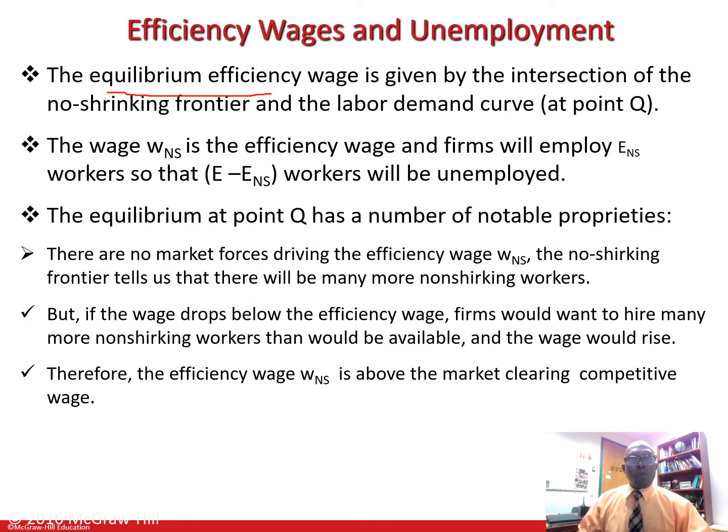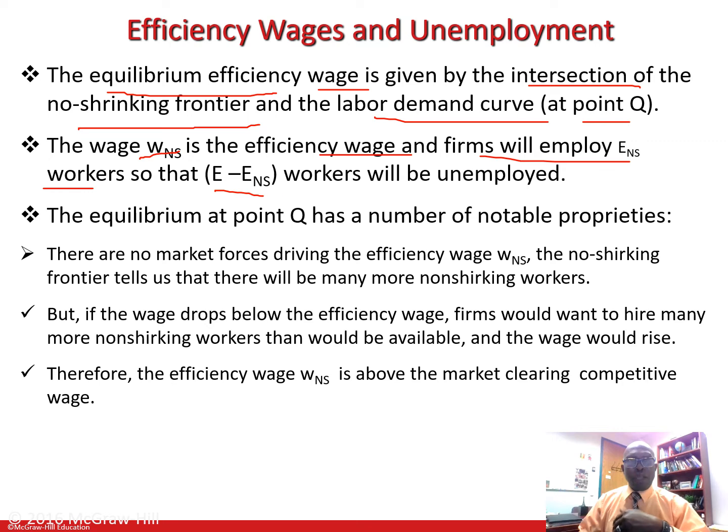The equilibrium efficiency wage is given by the intersection of the non-shirking frontier and the labor demand curve at point Q. So the wage W NS is the efficiency wage, and firms will employ E NS workers, and so E minus E NS workers will be unemployed.